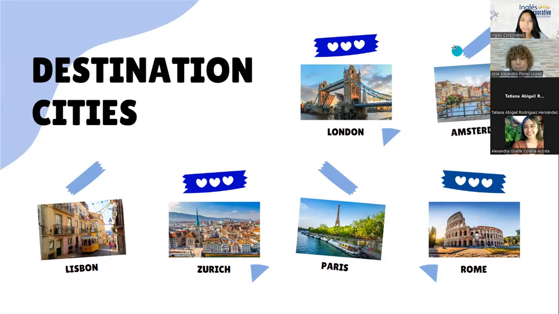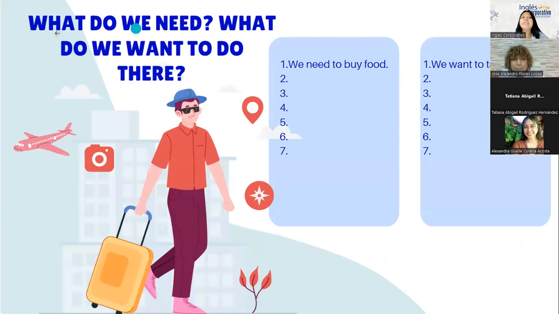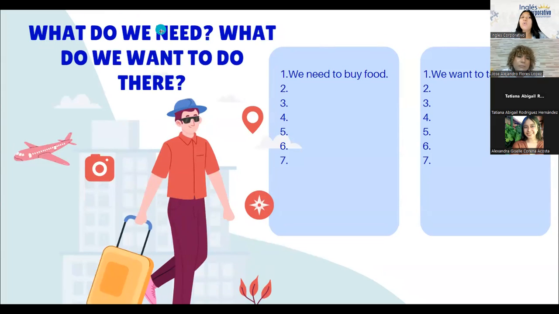What you are going to do is the following, okay? Con su grupo, con su equipo. What do we need? What do we want to do there? Y vamos a utilizar el need to y want to, lo que hemos aprendido esa semana. Y yo le he dado ejemplos. We need to buy food. Para ese viaje, ¿qué necesito yo? ¿Qué quiero hacer de viaje? We want to take pictures. Nosotros queremos tomar fotografías. ¿Qué más quiere hacer usted ahí? ¿Qué más necesita para ese viaje?